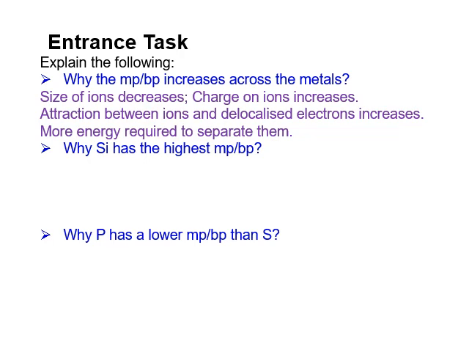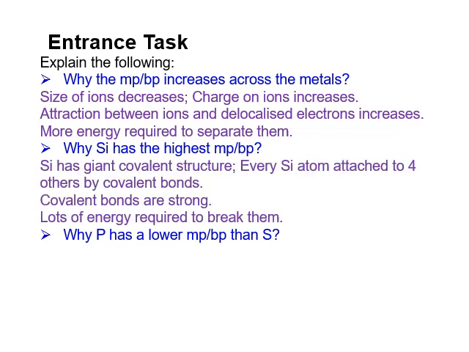Why silicon has the highest melting and boiling point, you need to think about what its bonding and structure are. So it is giant covalent. Every silicon atom is attached to 4 others by covalent bonds. These covalent bonds are very strong. So essentially you've got many strong covalent bonds, so lots of energy is needed to break them.